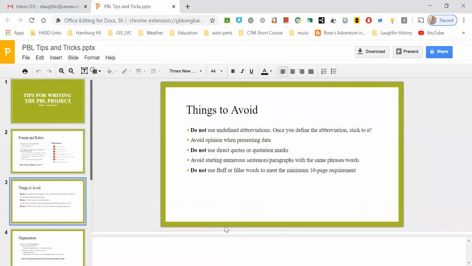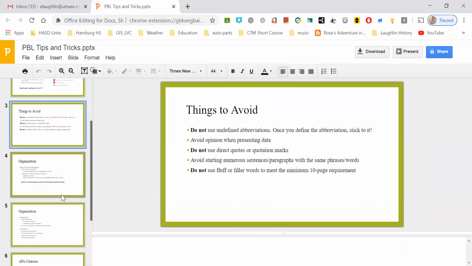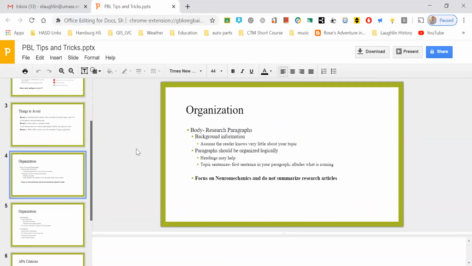Also, don't use fluff or filler words to meet the minimum 10-page requirement. Like I said before, be as clear and as concise as you can when presenting the data and when presenting your evidence. It also helps to reduce any confusion that the reader might have when going through your paper if you're not restating the same piece of information over and over again in different ways.